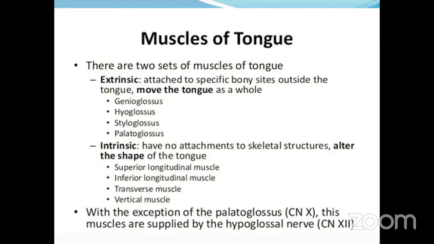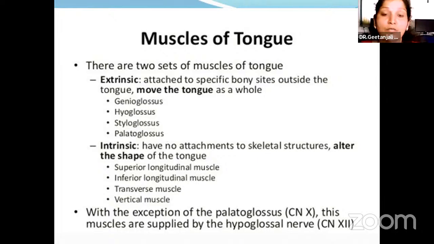of the tongue. The basic difference between the extrinsic and intrinsic muscles is that extrinsic muscles have external attachments while intrinsic muscles have no bony attachments. Hence, extrinsic muscles move the tongue as a whole while the intrinsic muscles alter only the shape of the tongue.